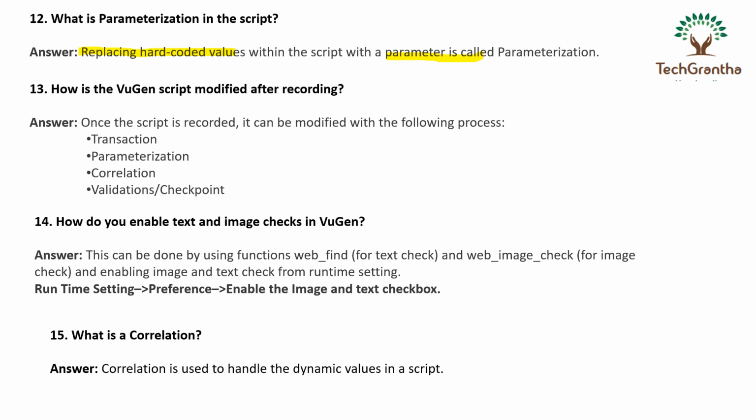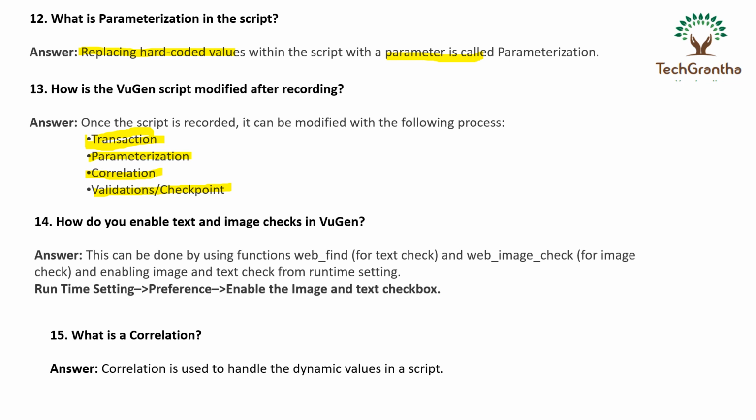Okay, next, question number 13. How is the VuGen script modified after the recording? Like, what other things we need to do when our script has been created from the recording level. After that, we need to put some transactions on each request, then we need to do the parameterization, then we need to do the correlation, and then we need to put the valid checkpoint. Those four things we need to do in each and every script.